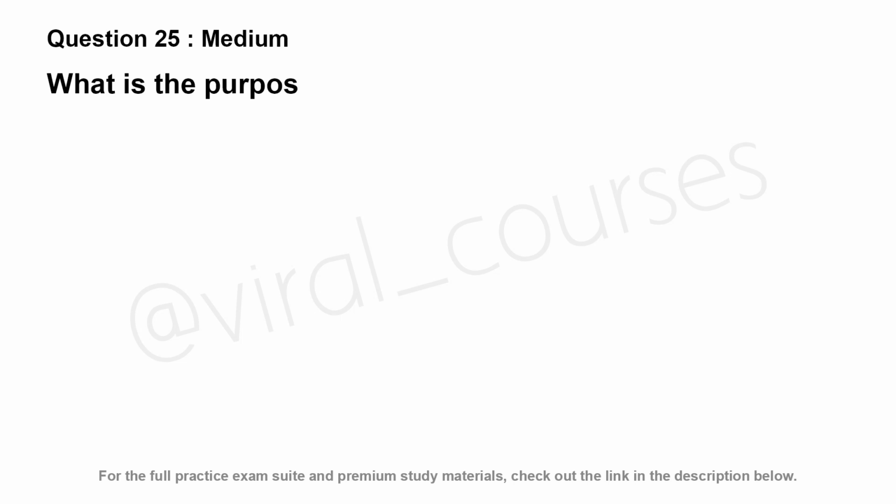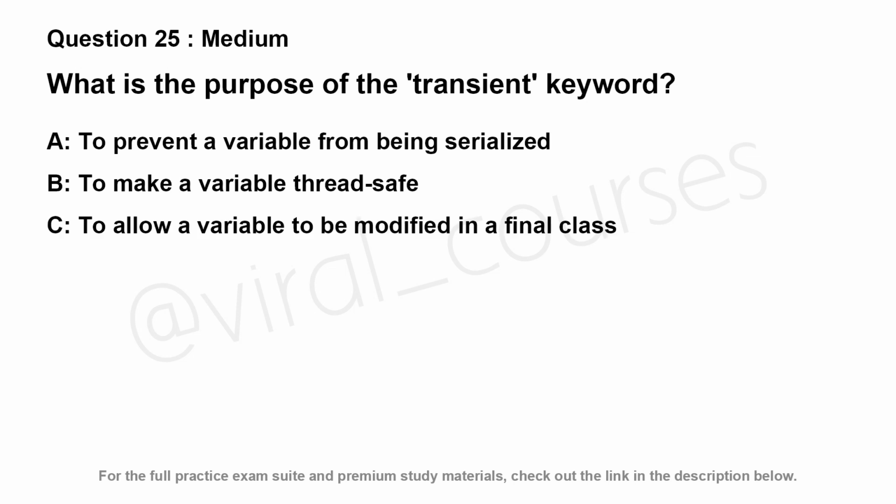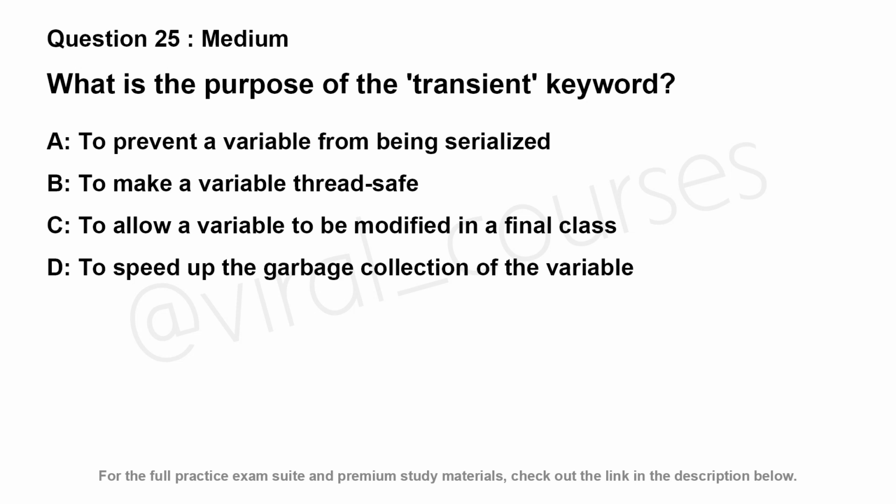What is the purpose of the transient keyword? Option A. To prevent a variable from being serialized. Option B. To make a variable thread safe. Option C. To allow a variable to be modified in a final class. Option D. To speed up the garbage collection of the variable.